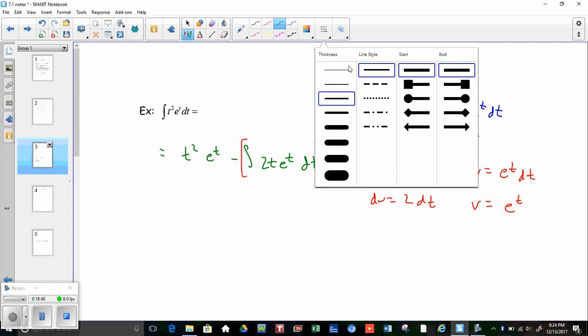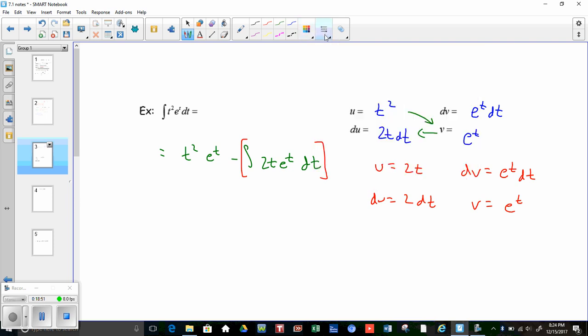And then once again, we're going to go ahead and do our little pattern. U v minus the integral of v du. Okay, this stuff stays the same. It hasn't changed. It's still part of the original integral. We just had to do another integration by parts to fix this part. So this is still going to be t squared e to the t minus. Now, I've got this entire integral which I have to do this for. So uv, 2t e to the t, minus the integral of v, which is e to the t, du, which is 2 dt. So 2 e to the t dt.